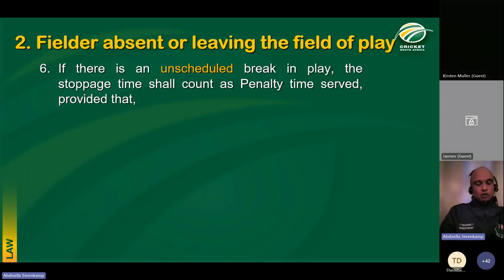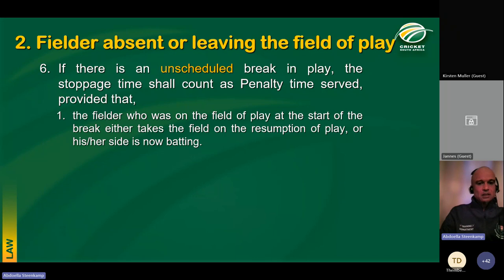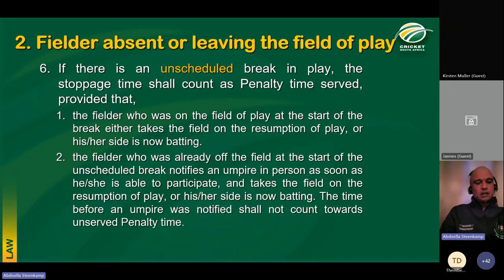We've covered how to handle scheduled breaks. What about an unscheduled break? An example of this is what happens if there's a rain interruption, or you go off for bad light. Law tells us that there are two instances, and there are certain criteria for the two instances.